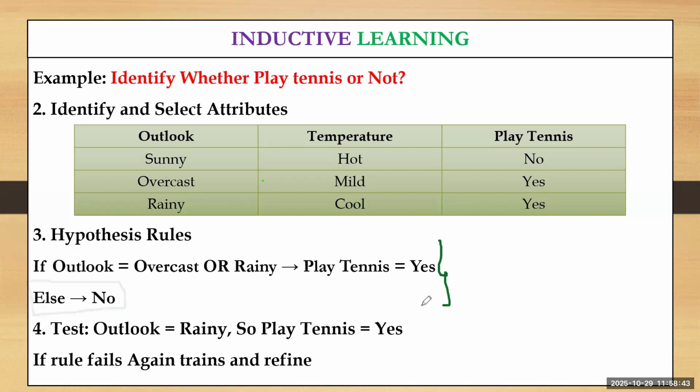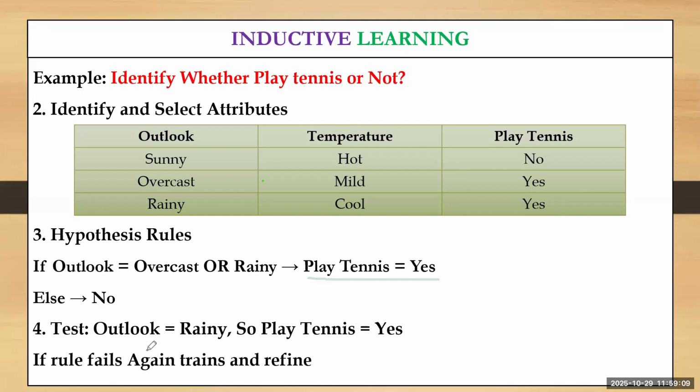So these two rules we have to test now. I am giving one condition. This is today's condition: today's outlook is rainy. That means now it is raining. So based upon this, what decision do we have to take? If outlook equals rainy, that means this condition is true, so we have to play tennis.